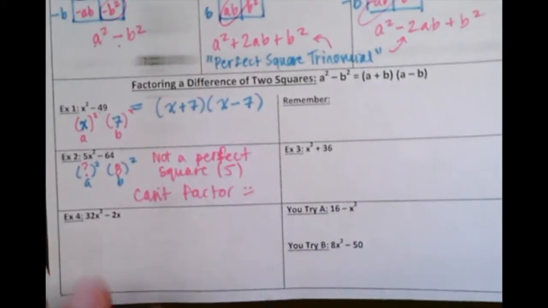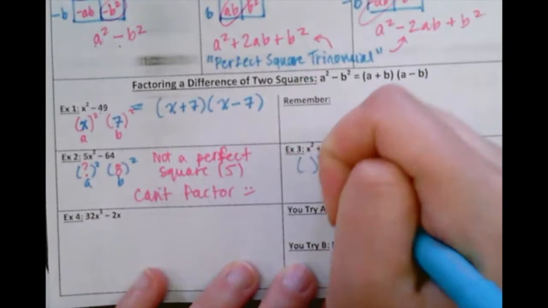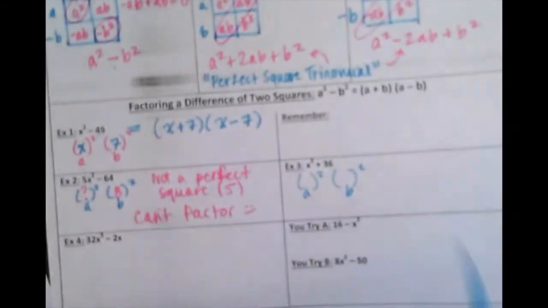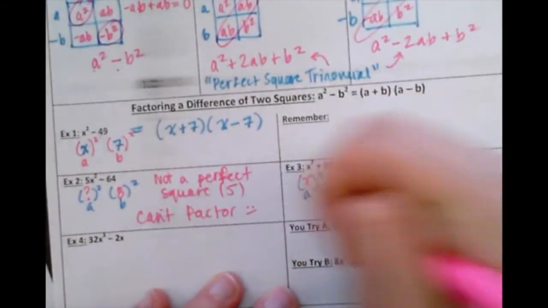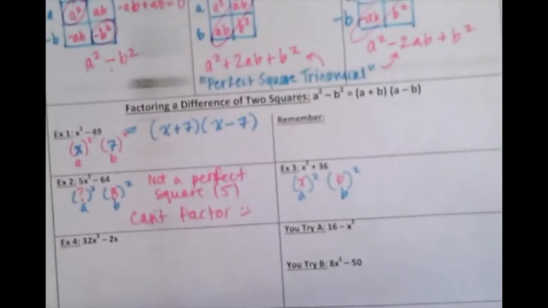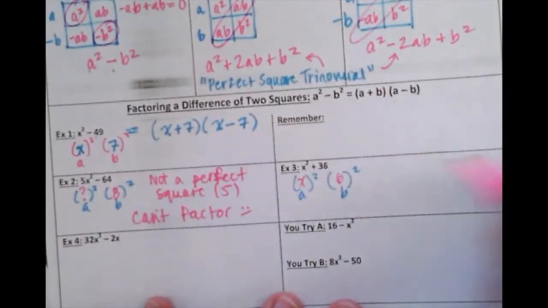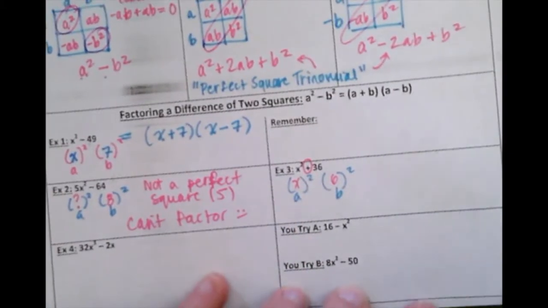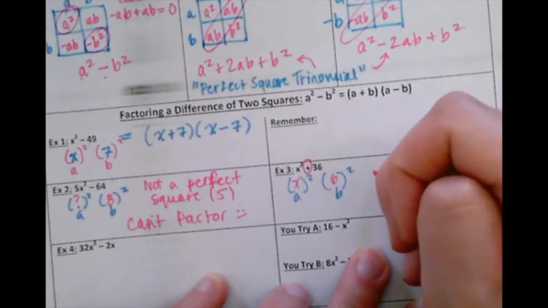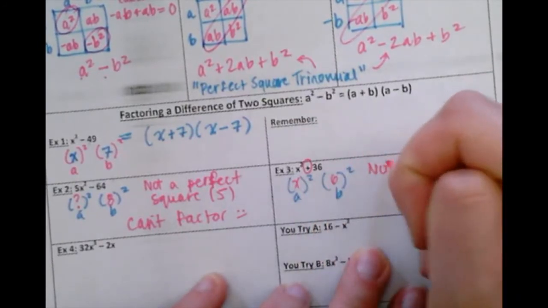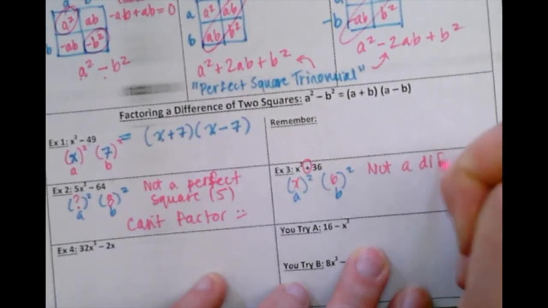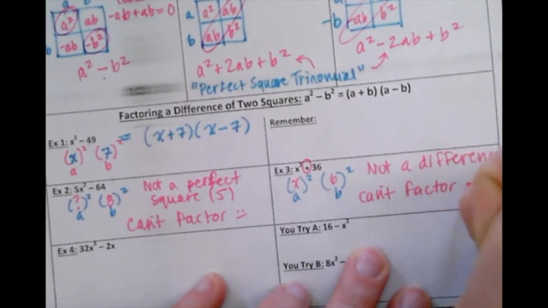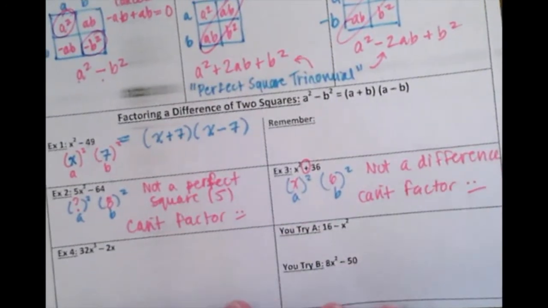In the next example, example 3, similarly, we can actually think of things that will square to give us those numbers or those terms, right? Because x squared gives me x squared and 6 squared gives me 36. But we run into a separate problem here, which is that this is not a difference of two squares. This is a sum of two squares because we have a plus sign right there. So if we don't have a minus sign, even if you have two perfect squares, we can't do this method. Okay, so those are two non-examples.